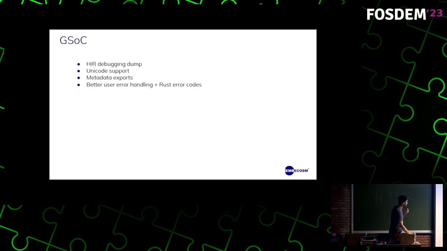This year's GSOC at least include the following 4 projects. So adding a better debugging experience for a high-level intermediate representation, adding proper Unicode support, proper metadata exports, so that's stuff like the dylib, rustlib, clib, and so on formats that you'll find when you're exporting Rust libraries. And finally, better error handling for the user of GCCRS and starting to integrate the rustc error codes to allow us to pass the rustc test suite.